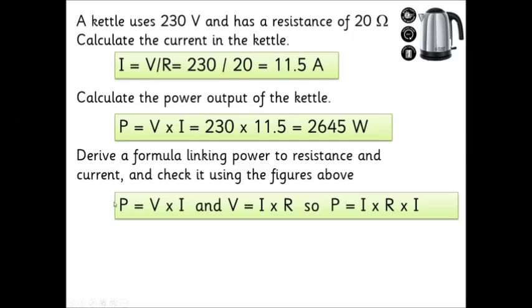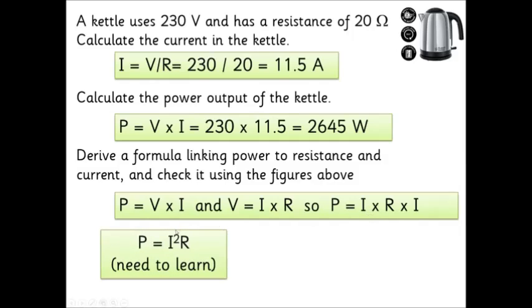So we know that P equals V times I, and we also know that V equals I times R. This is Ohm's law, so we've used both of these in this question. P equals V times I, but V equals I times R. So if we put I times R where this V is, we end up with P equals I times R times I. And of course, I times I gives you I squared. So there's a brand new formula: P equals I squared times the resistance R. And you do need to learn that formula.